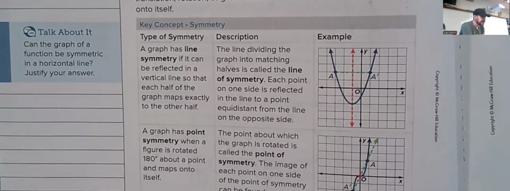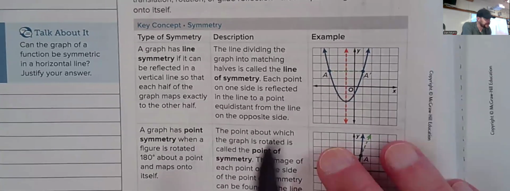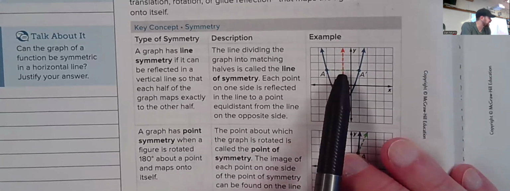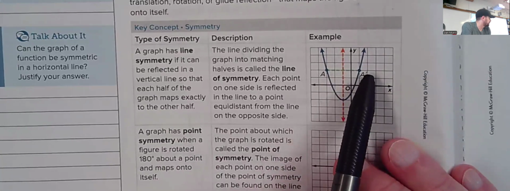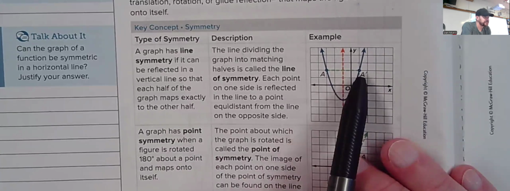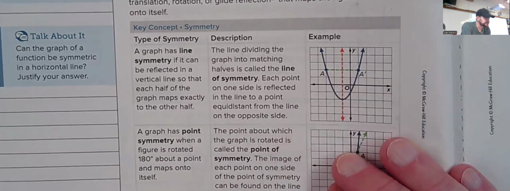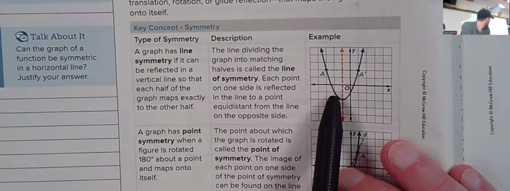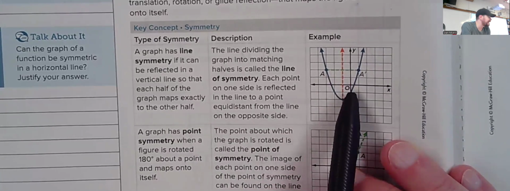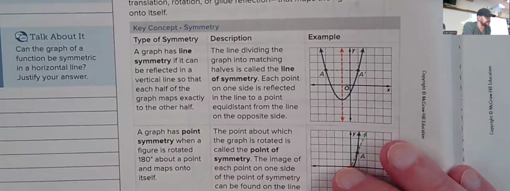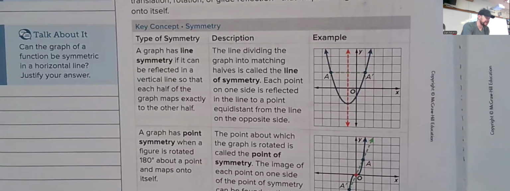Each point on one side is reflected in the line to a point equidistant from the line on the opposite side. So basically, point A is 2 away from the line of reflection, which means point A prime, that's what the apostrophe means there, is also 2 away on the opposite side. Down here, this point is 1 away from the line of symmetry. If you go to the right, that point is 1 away from the line of symmetry. They're equidistant. So that would be line symmetry.